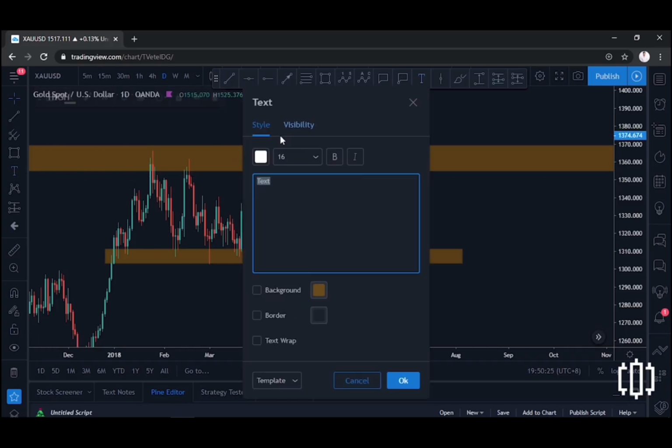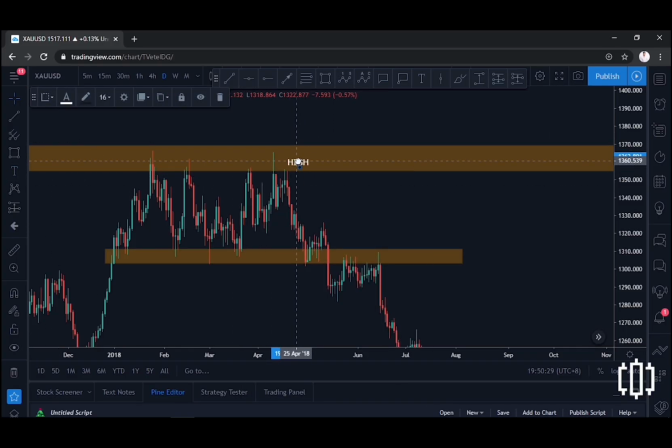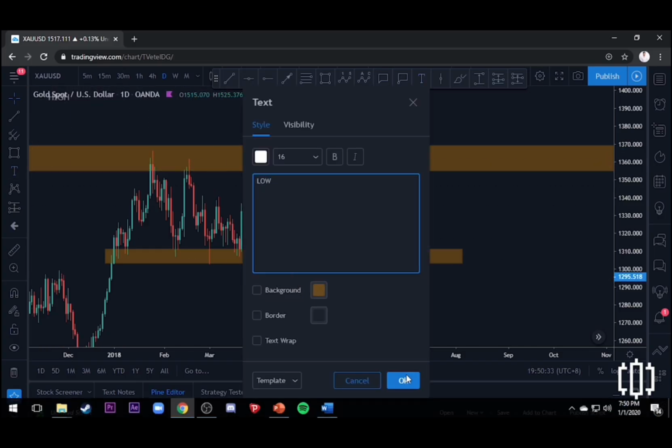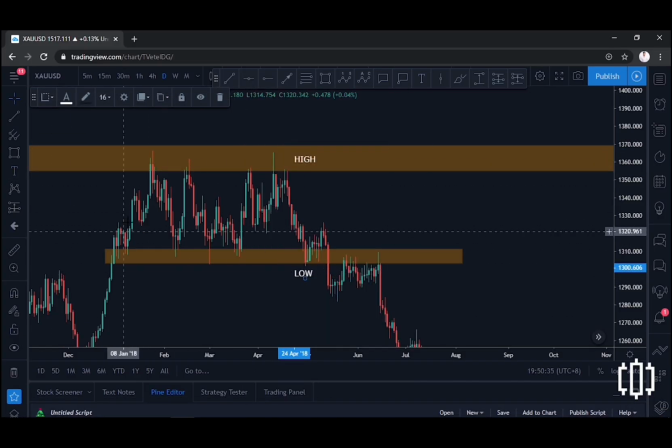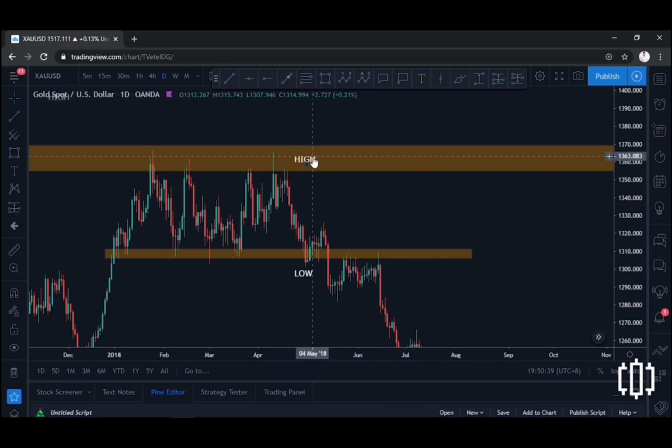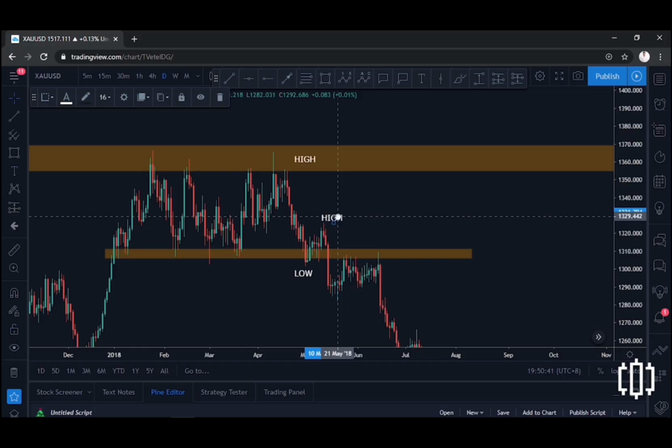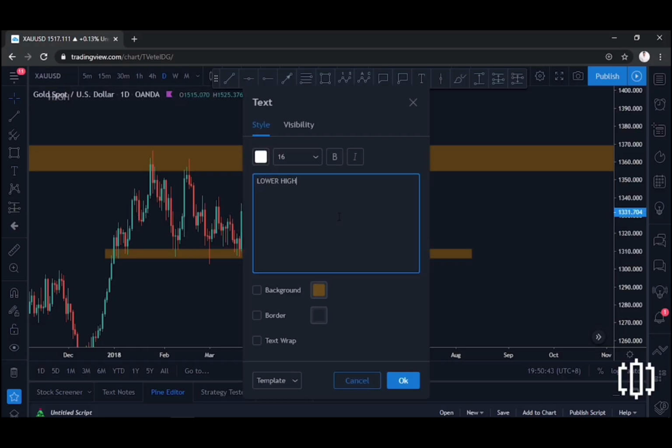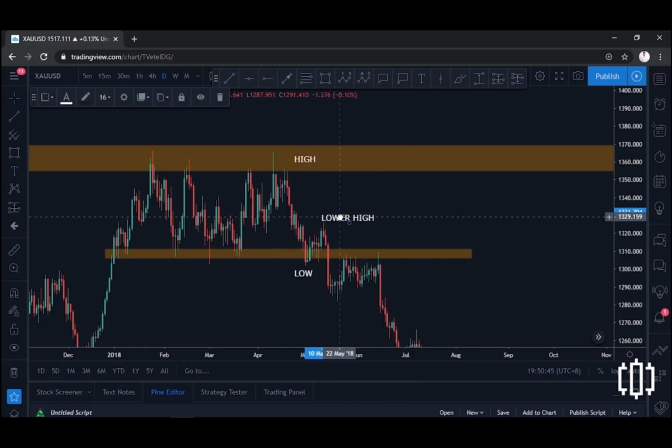Kung mapapansin mo, this is your high. Okay? This is your low. Yan. Ulit-ulit lang si market dyan ng low, low, low, low. Okay? So this is your lower high. Right? Yan, lower high. Ito. Push, pull back, low, lower high. So this is your lower low.